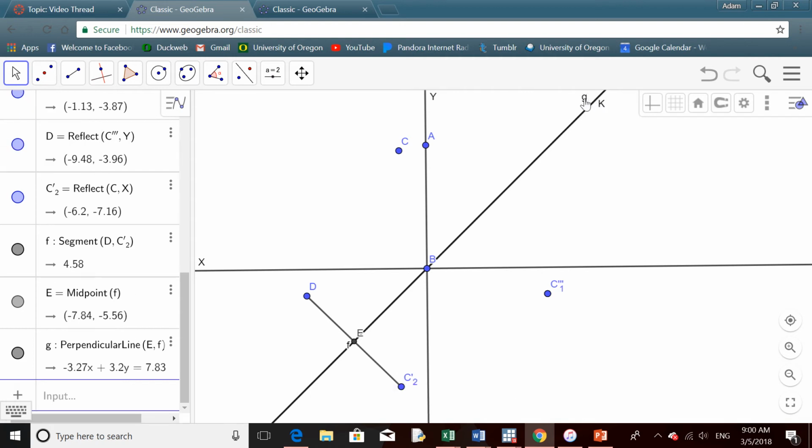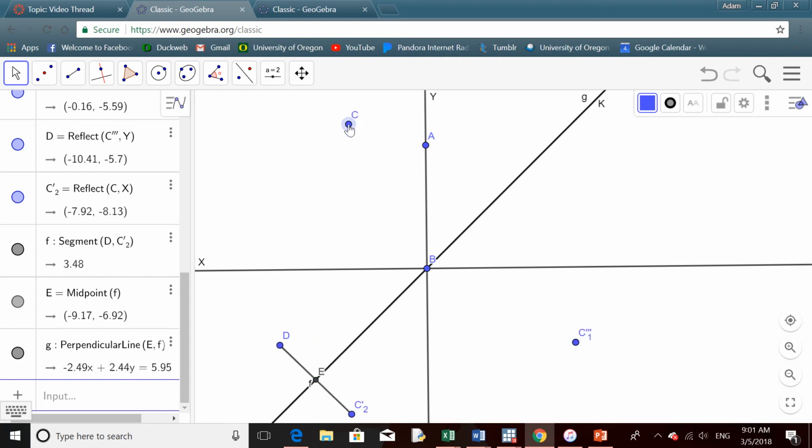What this essentially means is we have shown that the reflection of some arbitrary point C about the line K is equivalent to the transformation of C under the composition of reflections Y of K of X. And we can see that this point holds true no matter where we place C.